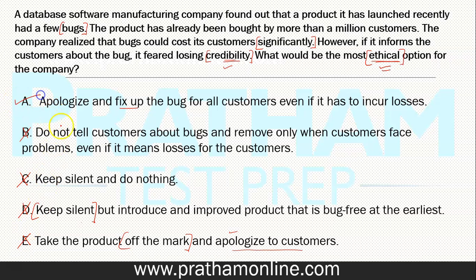So we are left with A. Apologize. So they admit that yes, there is a problem and fix up the bug for all customers even if it has to incur losses. So even if the losses have been incurred, that's okay. But in the long run, the credibility would go up. And if they remove these bugs, then the profitability would increase over a period of time. So, out of the choices given, A suits our requirement. Hence, A should be the answer.